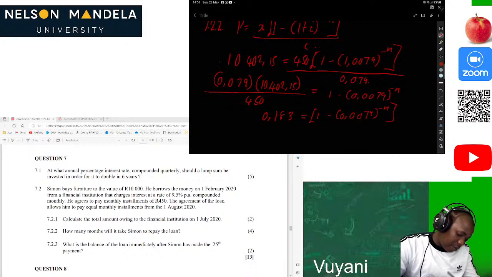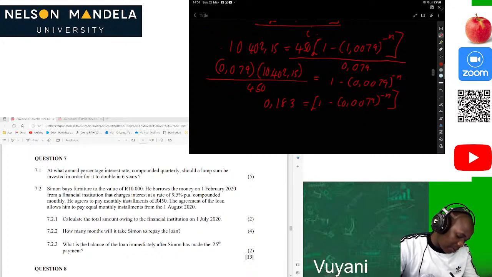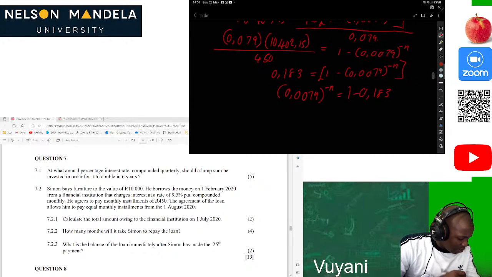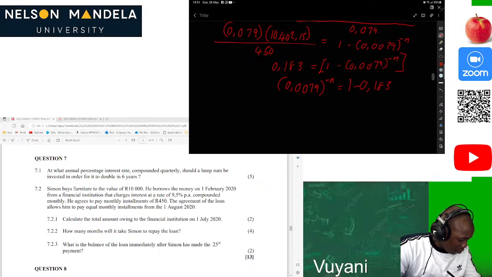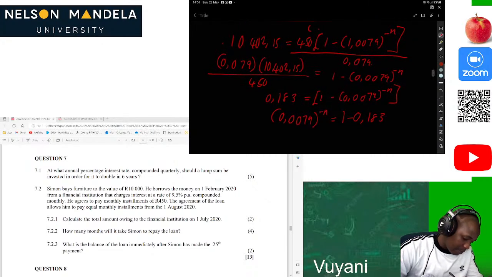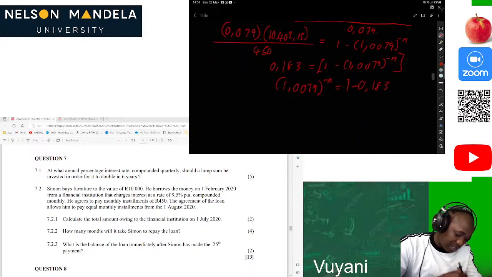Now from that, of course, we can transpose the other one. Then we have 1.0079 to the power negative n is equal to 1 minus 0.183. We are just solving now. This is so nice when you're solving, so quiet and having peace. Okay, let's see. Oh, sorry, this is not 0, this is 1 here. So we just fix that.